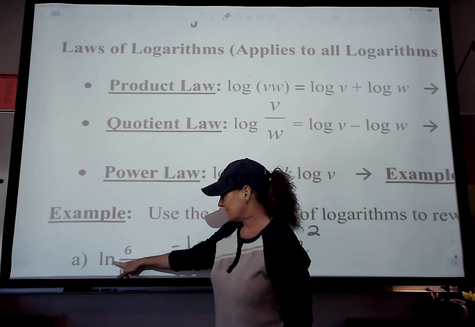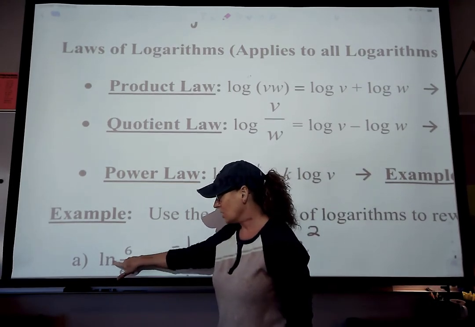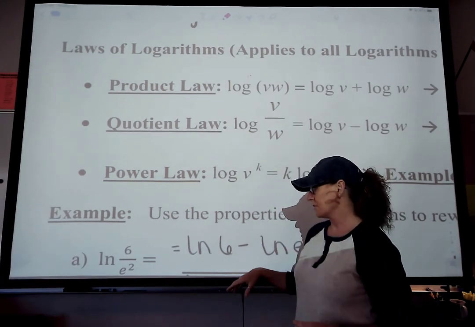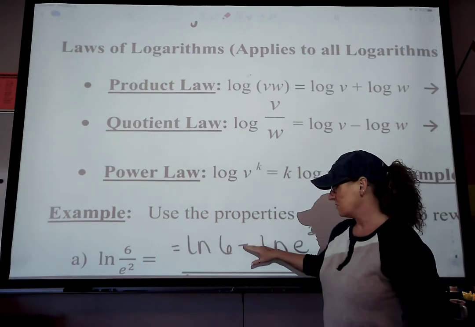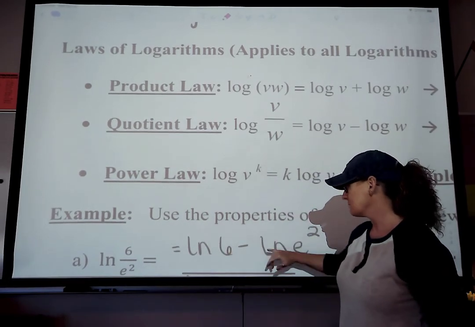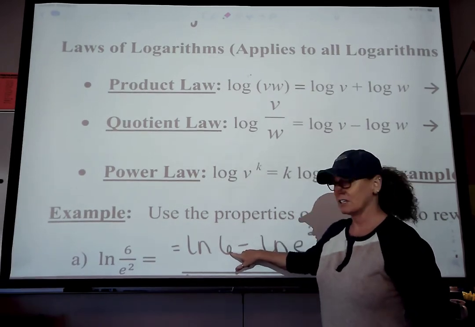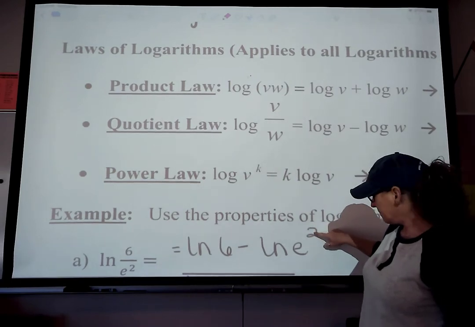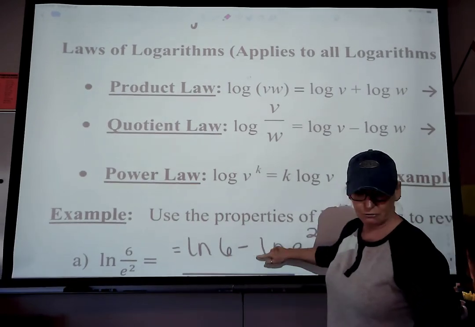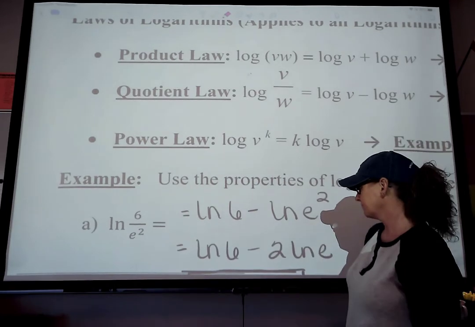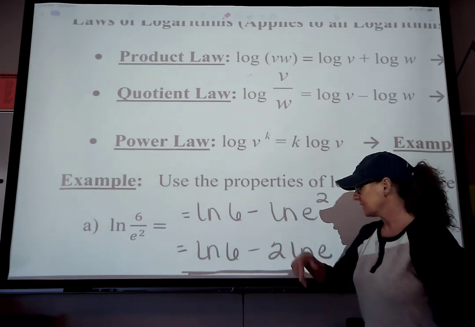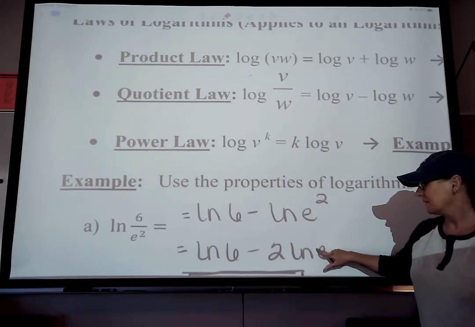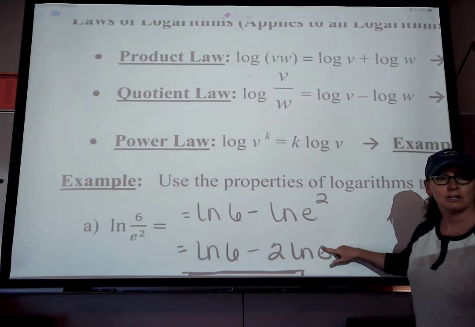So the first thing I did is I recognized, hey, I've got 1 log and I've got division. So I separated it. I expanded it into 2 logarithms. And this was division, so I used subtraction. So 2 logarithms with subtraction. Natural log of 6, I have no idea what that is. Natural log of e squared. Well, look, the 2 on my e can come down into the front. Natural log of 6, no idea. 2 times natural log of e. Ooh, this is a thing. This natural log of e, you should be able to figure out.